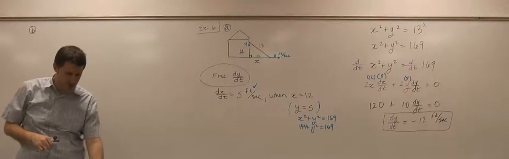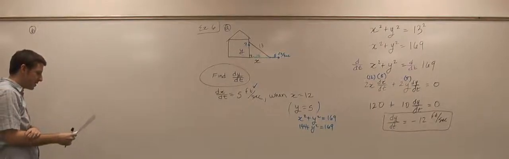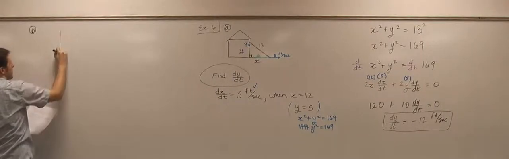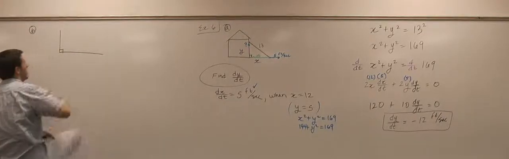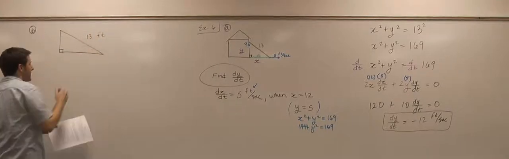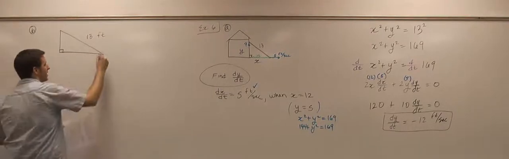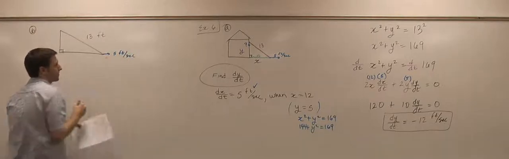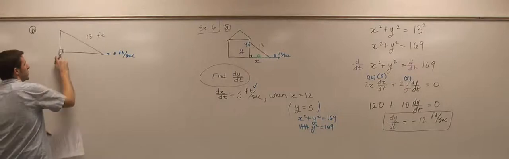So part B is the same situation, but then it asks how fast is the angle between the base of the ladder and the ground changing at that same instant in time. So I have the same kind of setup. My ladder, which is 13 feet, is sliding down the wall of the house. And it's sliding at a rate of 5 feet per second when x is 12. So all this is the same.